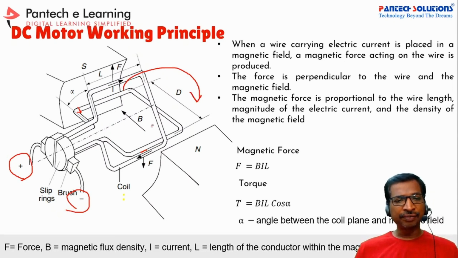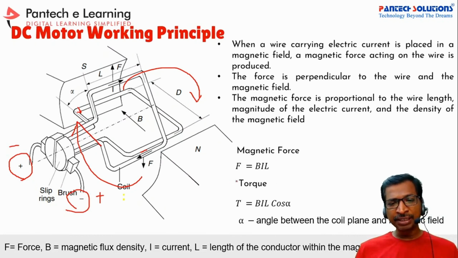When the coil plane moves to the other side, the brush automatically connects to the negative voltage. At that time this will be negative and this will be positive. Again the north pole will repel and the coil will be pushed from this towards this direction. Like that the entire rotation comes.